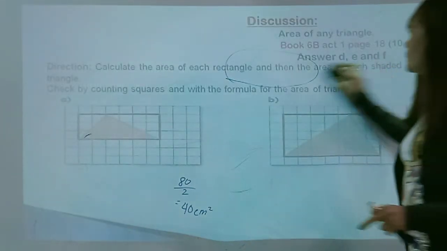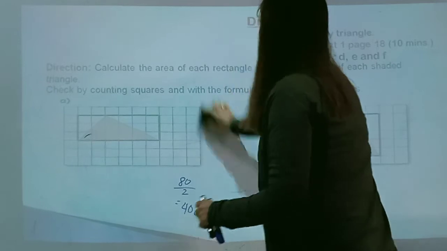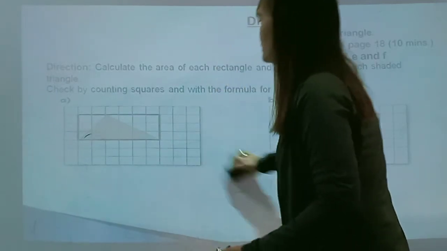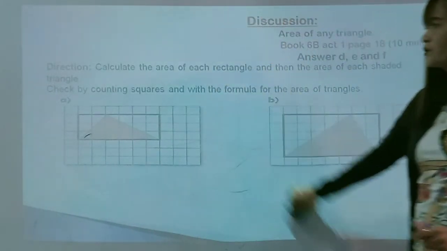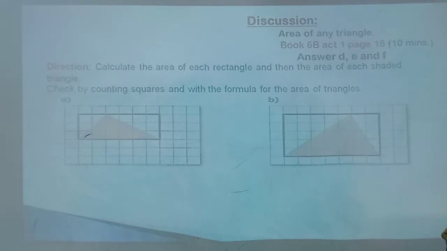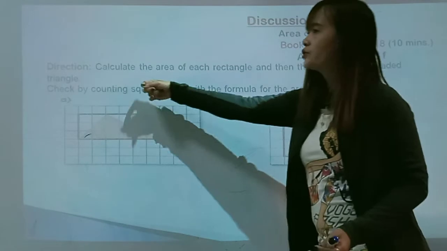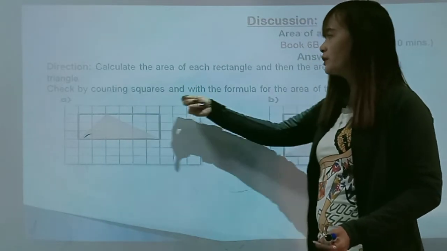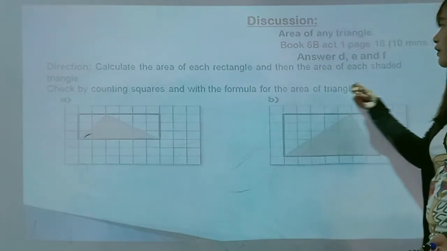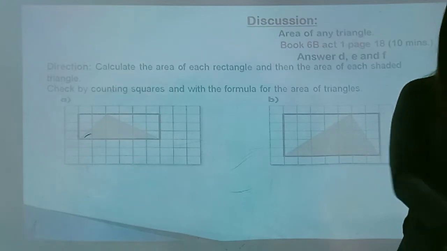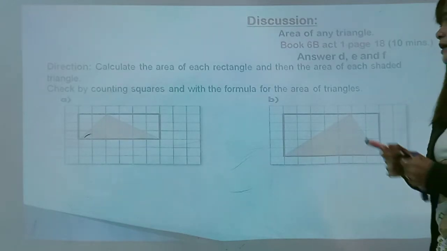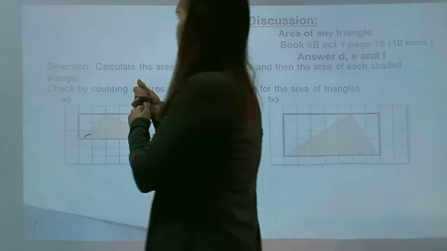Will you please open your books to page 18, activity number 1. In activity number 1, let us first read the direction. Calculate the area of each rectangle and then the area of each shaded triangle. Check by counting squares and with the formula for the area of triangles. Again, class, what is the area of the triangles?